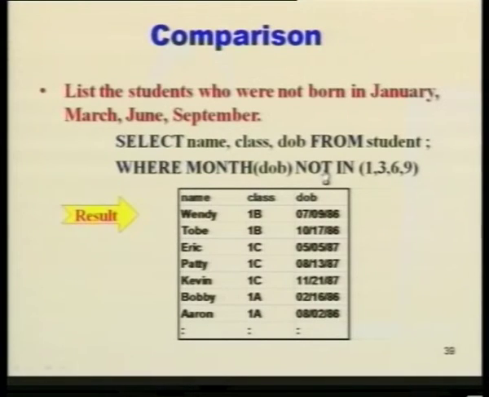This is the use of NOT IN. January is not there, March is not there, June is not there and September is not there. So these are what you get as the result. So we have a NOT IN operation. Now, let us look at another.